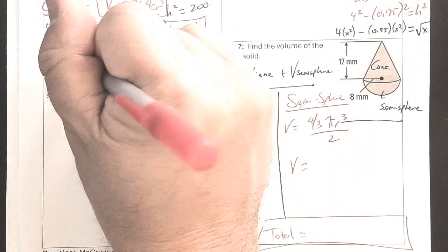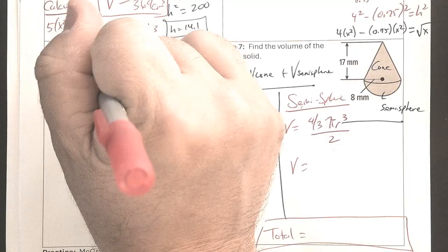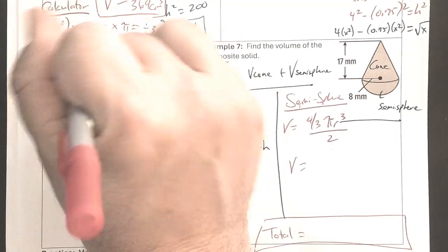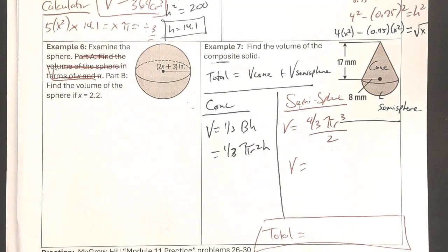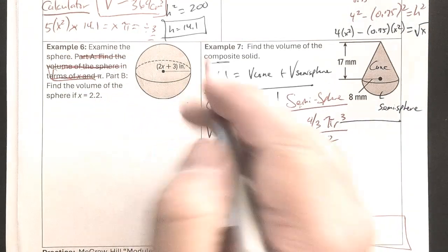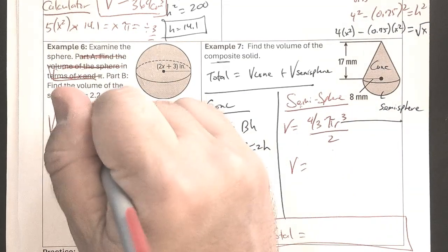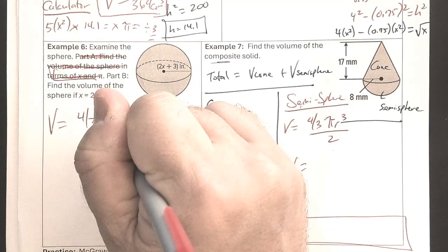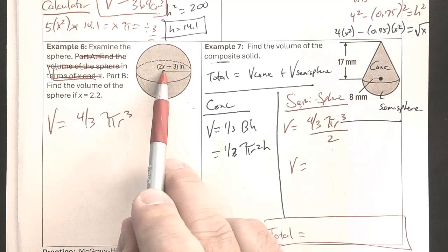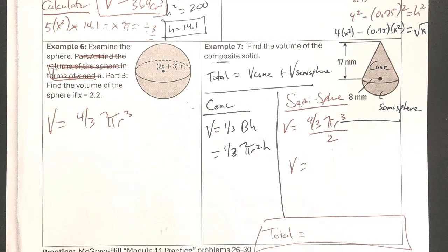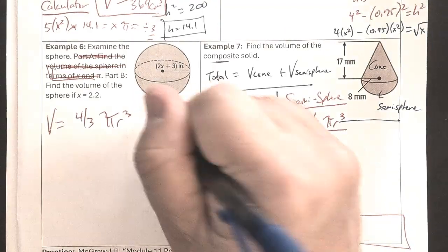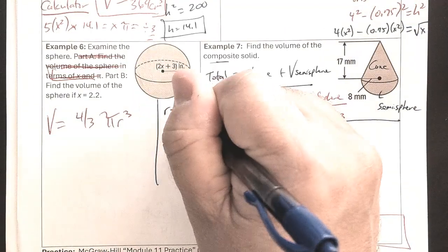We are skipping part A because by the time I got to this in class, I had enough of terms of X and Y. I want to know that you guys can tell me the volume. So the volume of the sphere is 4/3 pi radius cubed. They tell you the radius. So the radius is 2x plus 3.